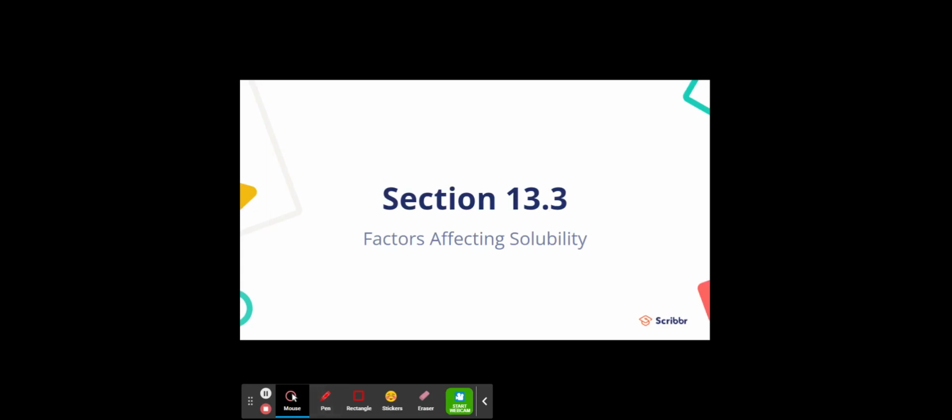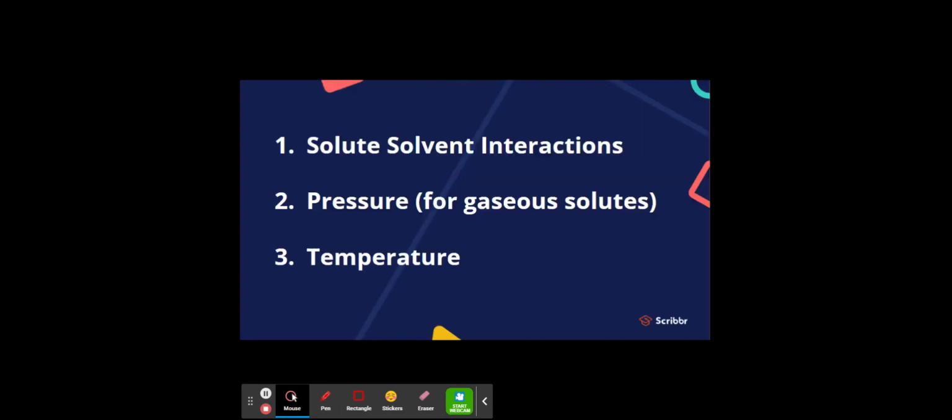Hello. Today I'll be talking about section 13.3, factors affecting solubility. So there are three main categories that affect solubility. The first is solute-solvent interactions, then pressure for gaseous solutes, and then temperature.